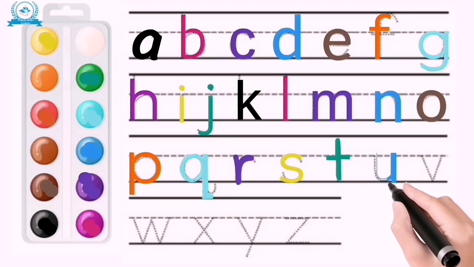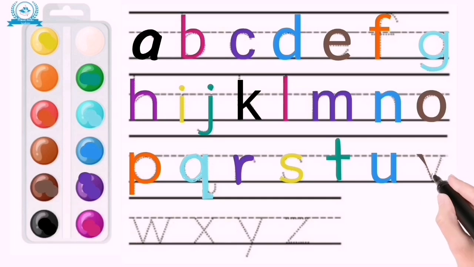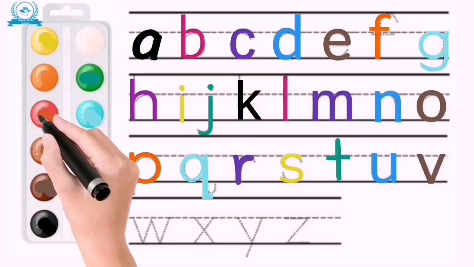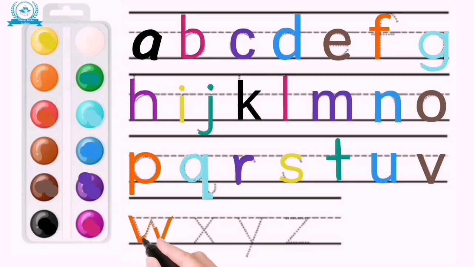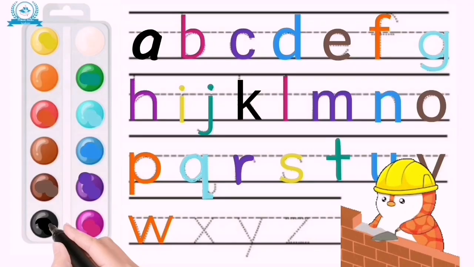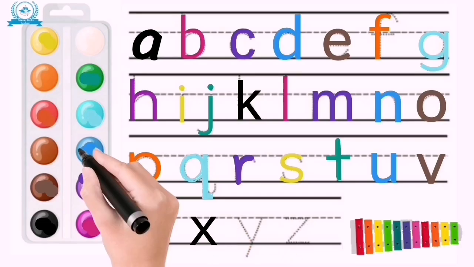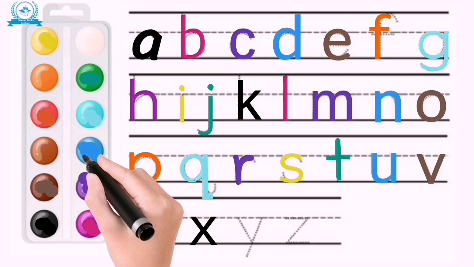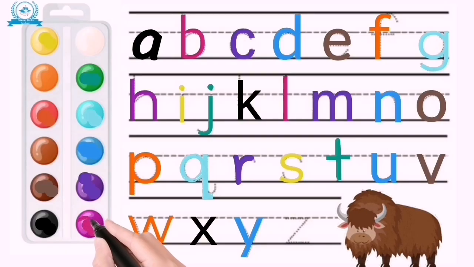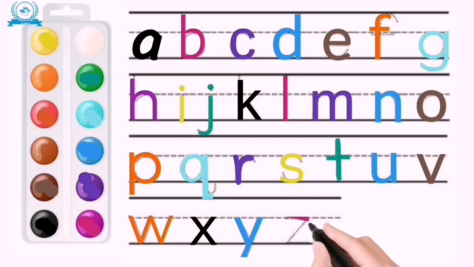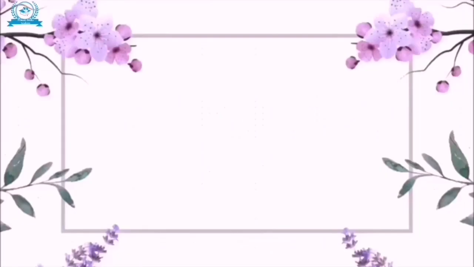U for unicorn. V for violin. W for wall. X for xylophone. Y for yak. Z for zoo.